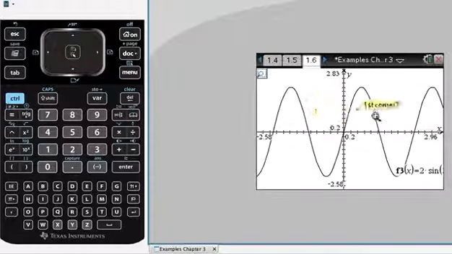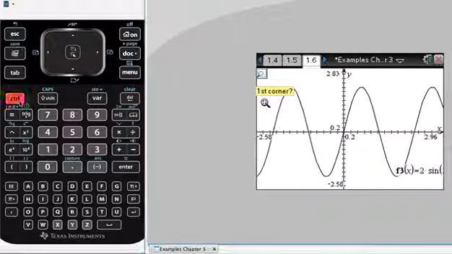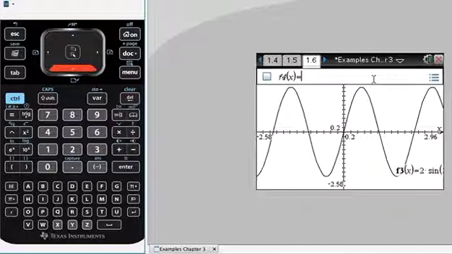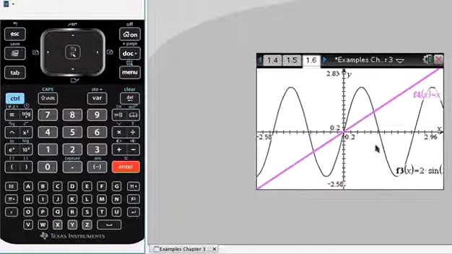So what I'm going to do is graph it. All I've done so far is put 2 sine of 3x in as a graph. The next graph I'm going to put in is y equals x. And I'm going to look now for the intersection points of those graphs. Now, I've zoomed in just so you can see where those intersection points are. I don't need to go out any further.